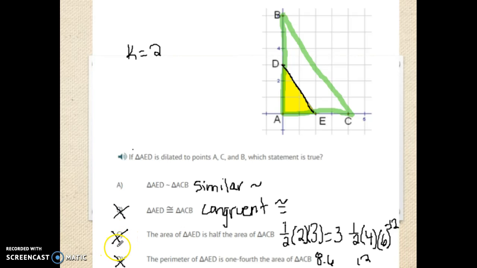You didn't have to know all of that math yet, though. You need to know that when figures are dilated, they are similar. Similar means the same shape, but different sizes. Anytime you dilate something, you're preserving the shape, you're just changing the size.